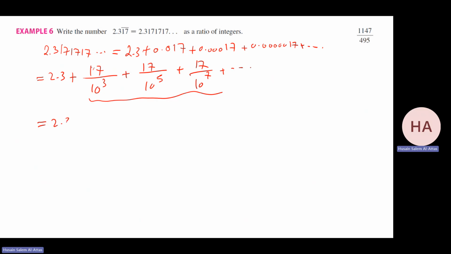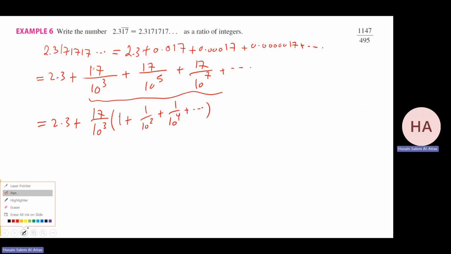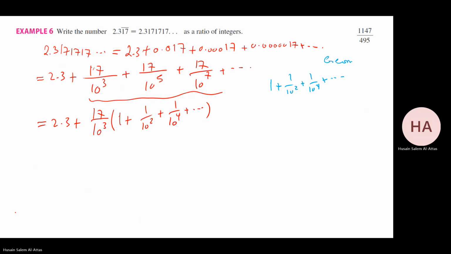So I can write 2.3, and I can also take 17 over 10 cubed as a common factor. I have 1 plus 1 over 10 squared plus 1 over 10 to the power 4 plus and so on. Let me take this aside and deal with it. This is very clear, this is a geometric series, where a is 1 and r is 1 over 10 squared.